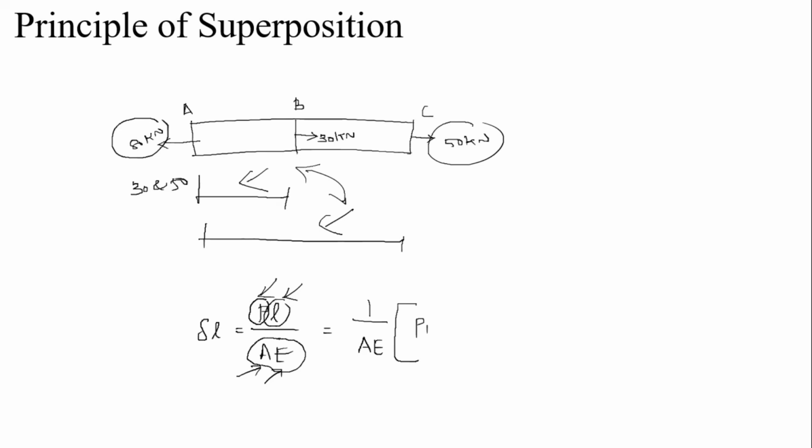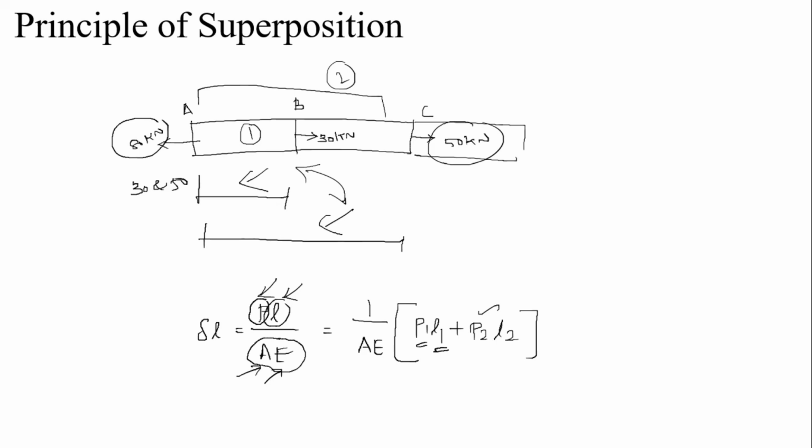So, P1 L1 plus P2 L2, here two sections are there, right. This is section 1 AB and section 2 AC, right. P1 is the force acting on section 1, and L1 is the length of section 1. Similarly, P2 is the force acting on section 2, and L2 is the length of section 2, right. Suppose the bar has some other sections, a third section, then P3 and L3 are the corresponding values of section 3 and so on, right.